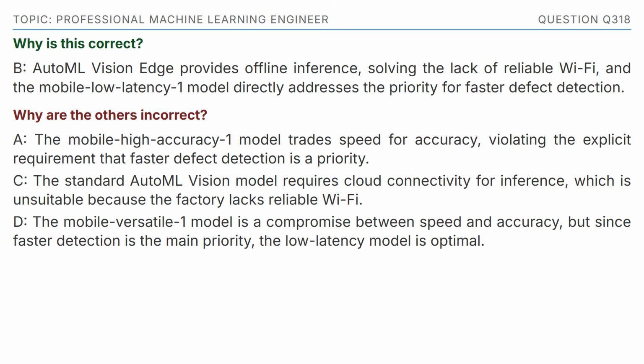Why are the others incorrect? A. The Mobile High Accuracy 1 model trades speed for accuracy, violating the explicit requirement that faster defect detection is a priority. C. The standard AutoML Vision model requires cloud connectivity for inference, which is unsuitable because the factory lacks reliable Wi-Fi. D. The Mobile Versatile 1 model is a compromise between speed and accuracy, but since faster detection is the main priority, the low latency model is optimal.